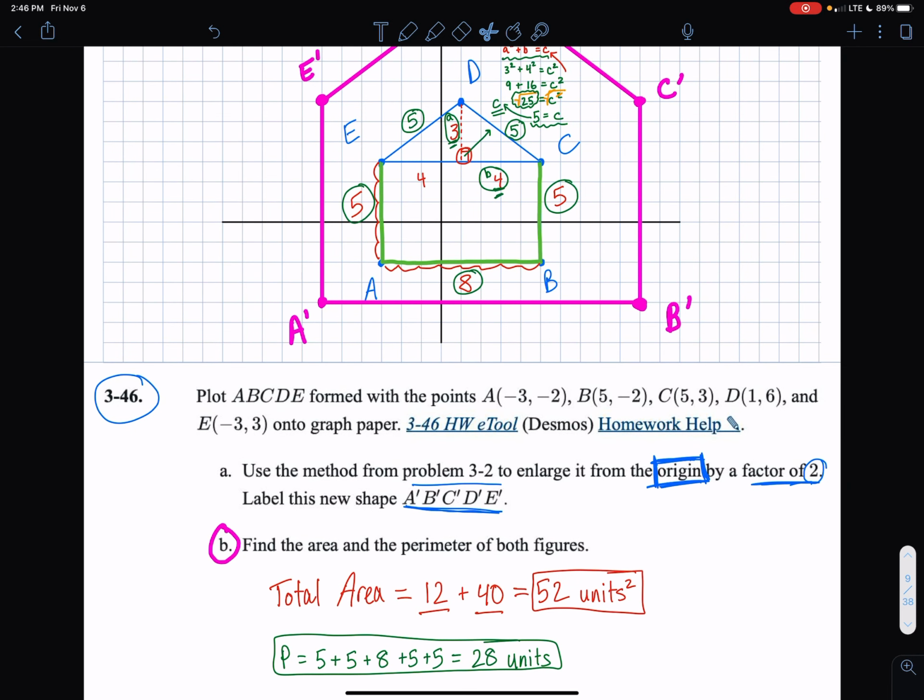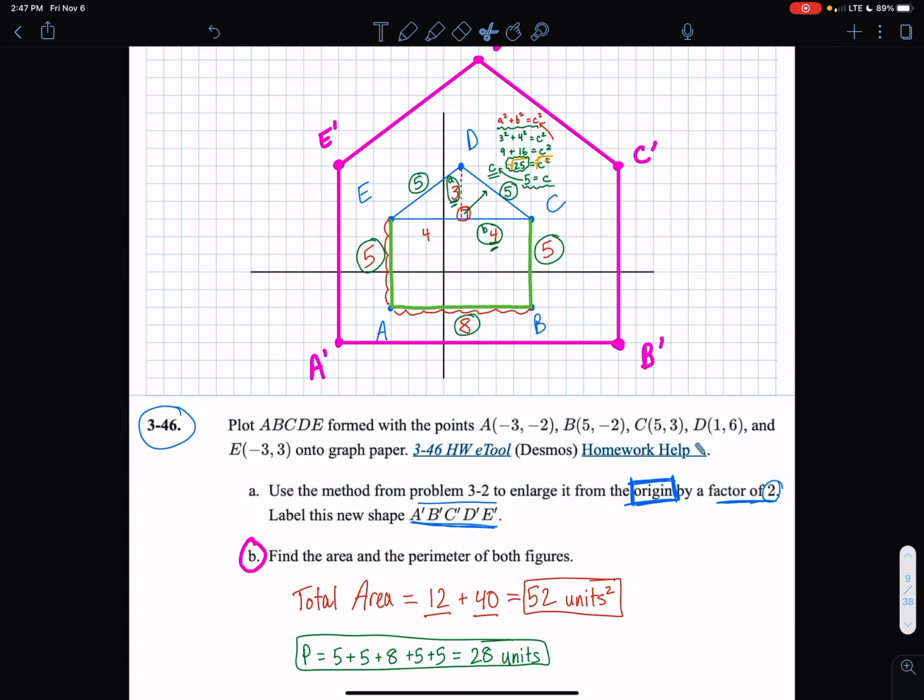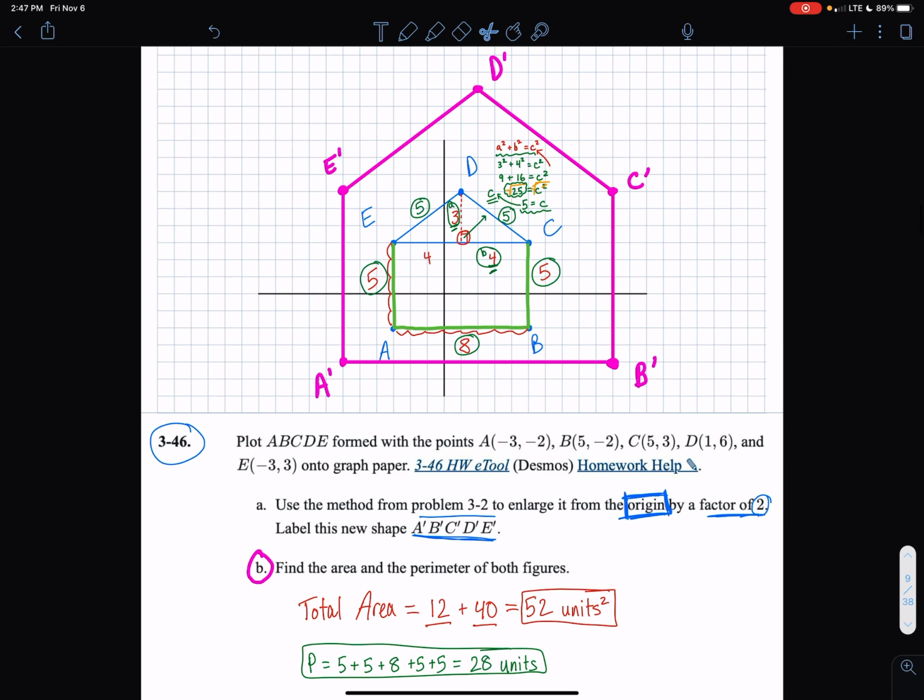What I would like to challenge you to do then is to take that information and try to figure out the perimeter and area of the bigger shape, the one that we dilated to be twice as big. Again, that is the pink one on this screen, all right?